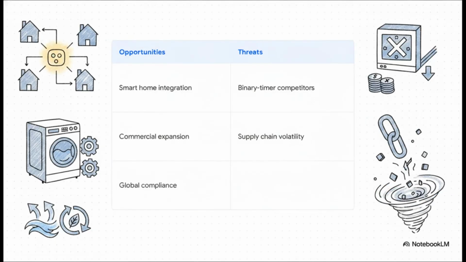Looking outward to the external market conditions, though, the opportunities heavily outweigh the threats. The opportunities include massive expansion potential into smart home integration ecosystems. Think Apple HomeKit and Home Assistant. There's also clear, logical scalability into industrial dishwashers and broader commercial laundry applications. And honestly, rising global water and energy compliance demands act as a massive tailwind for this kind of technology. Now, against all of that, we do face two main threats: the ongoing presence of low-cost binary timer competitors who can easily undercut smart appliances on price, and the very real risk of supply chain volatility for the exact weight and turbidity sensors our complex system relies on.